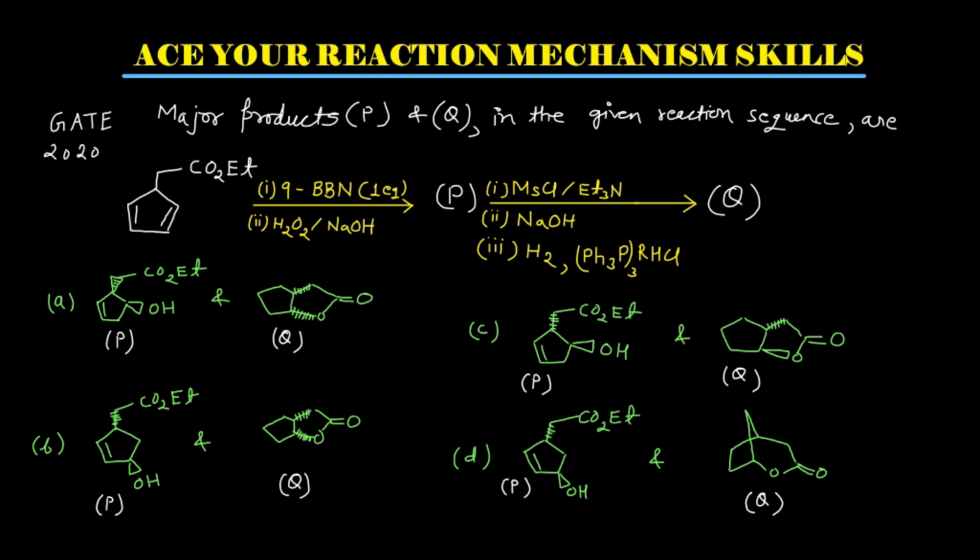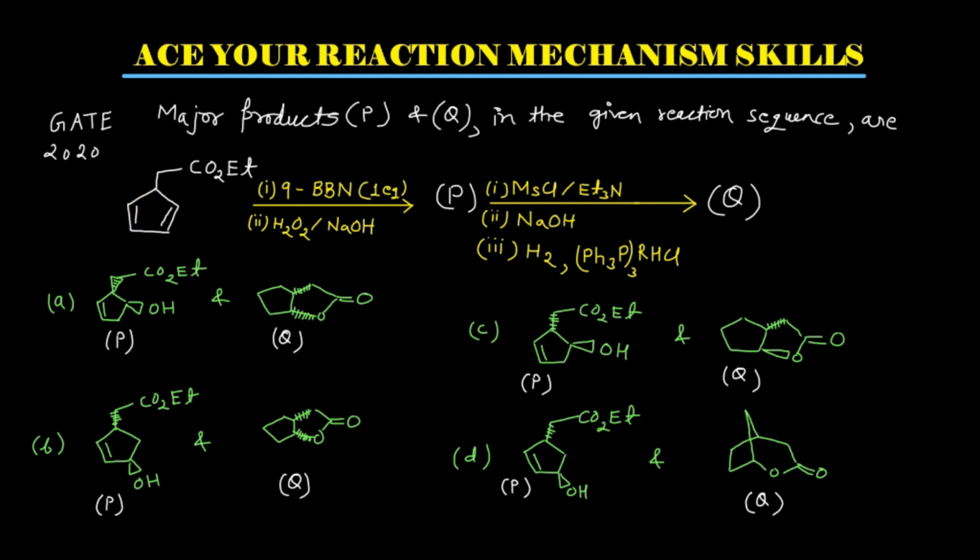So what is the question? Let us see first what is the question. Major products P and Q in the given reaction sequence are. You have been given this particular starting material which is your ester, okay? Though it is not conjugated with the ring, you can see that the ester is connected with the cyclopentadiene ring.